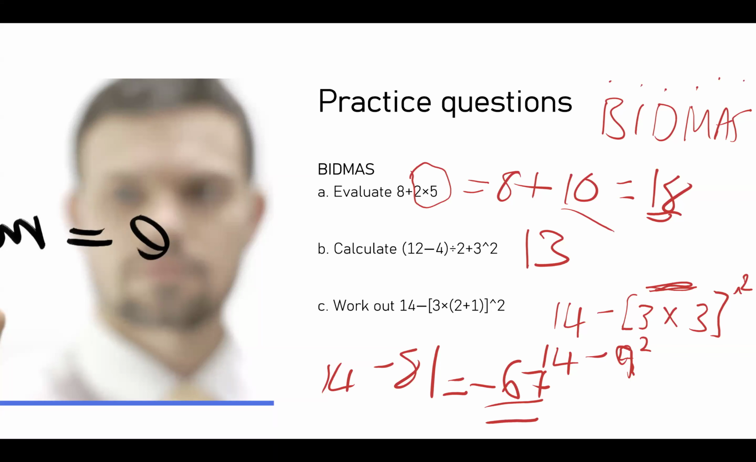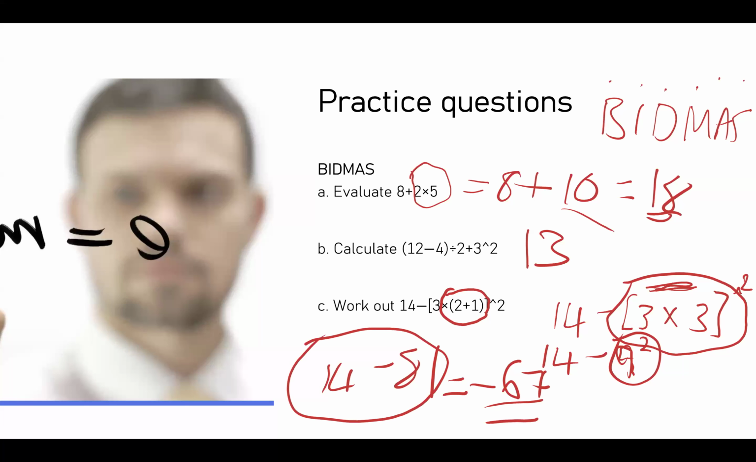Because we did the first brackets, there were brackets inside these brackets first. Then we did the outer brackets. Then we did the indices. And then finally we did the sum of that, which is 14 take away 81.